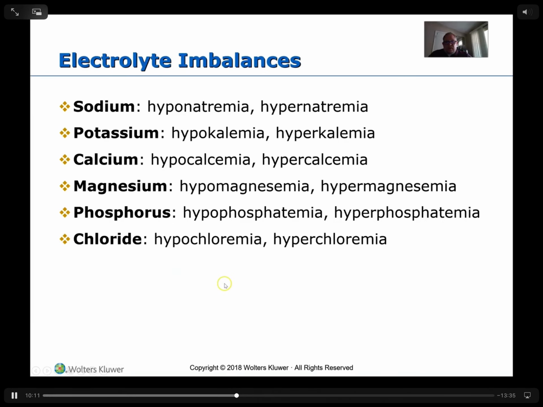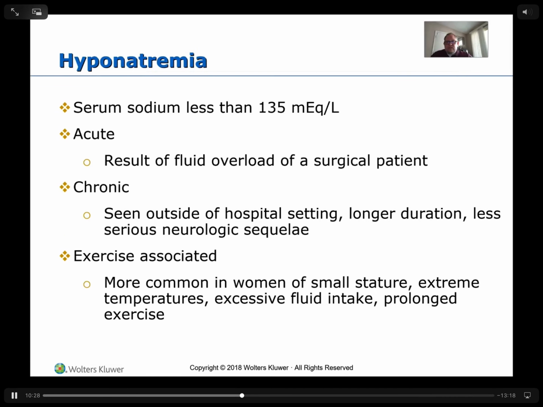So electrolyte imbalances, once again, these are all things that you guys should have discussed before. You've got your sodium, potassium, calcium, magnesium, phosphorus, and chloride. I'm going to go through these real quick as a good way to have something up front in your hands again, so you can look at and review as needed. A good thing to remember is your serum sodium for hyponatremia is less than 135.